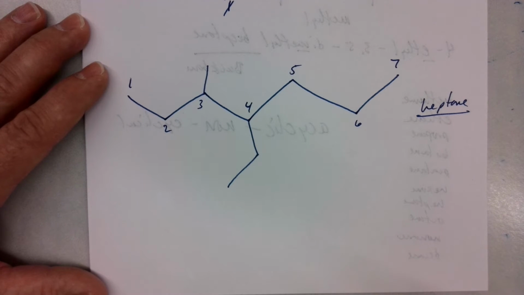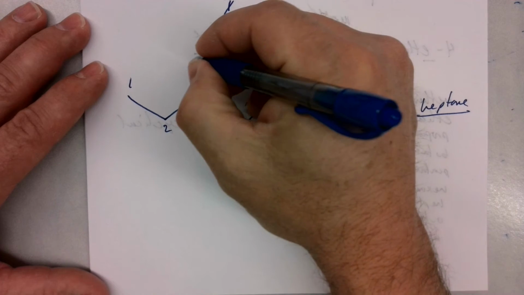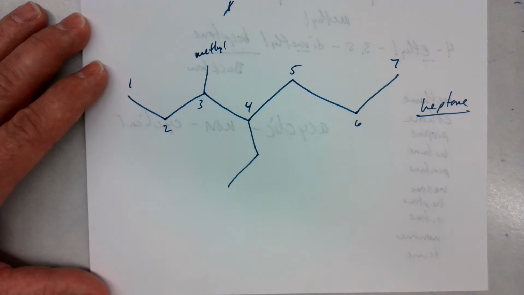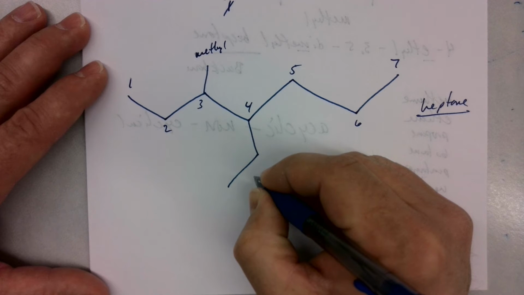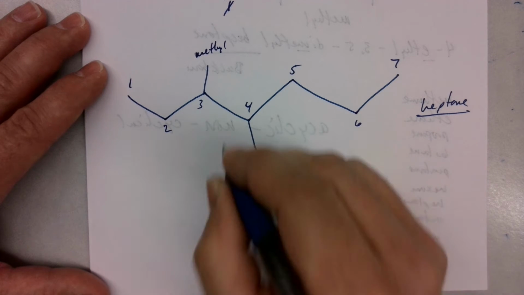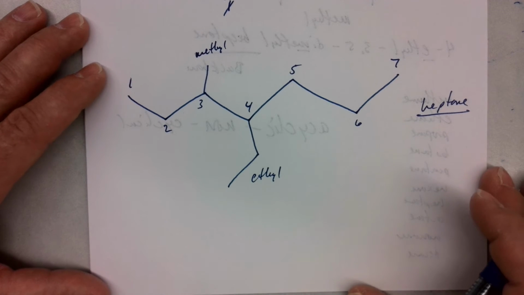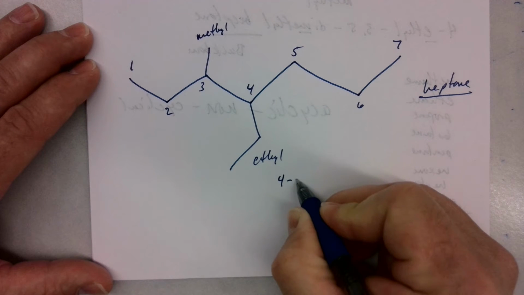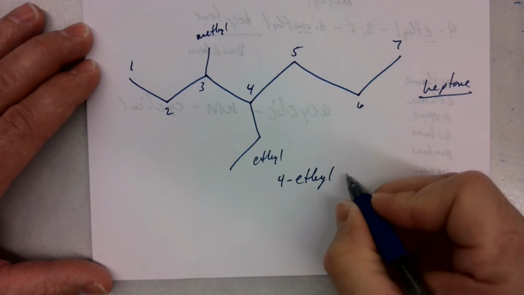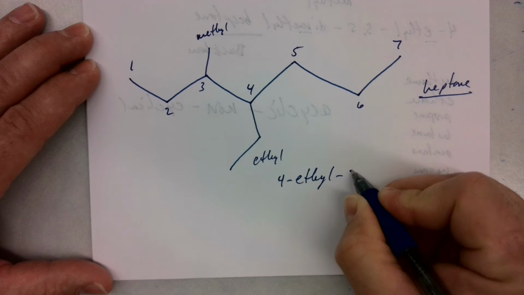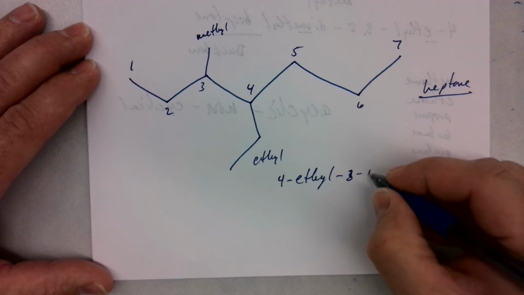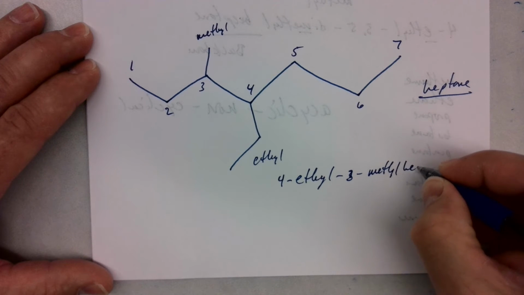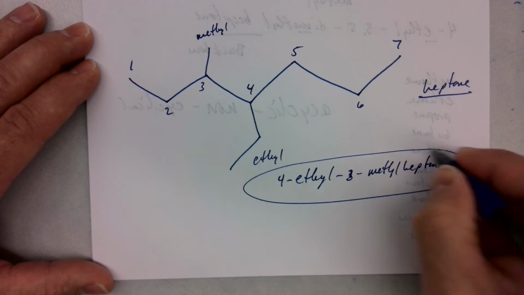Okay, how many branches do I have? I've only got 2. Are they the same? Am I going to have any dis or tris or any of that? No. This is a methyl. That methyl occurs at 3. This is an ethyl. It occurs at the 4, right? So, how would I write this? 4-ethyl-3-methylheptane.